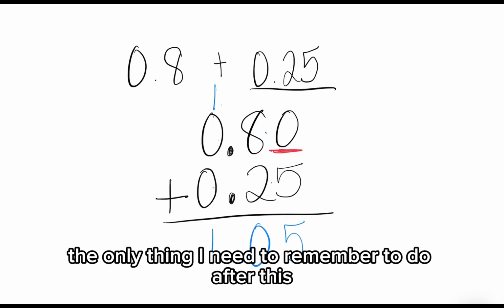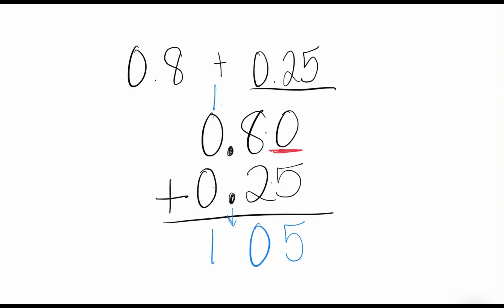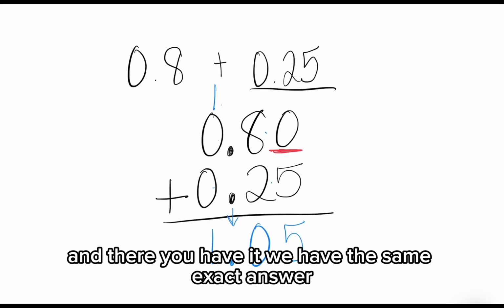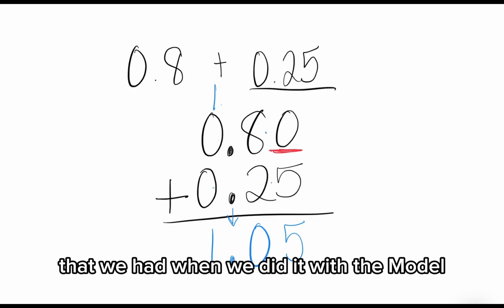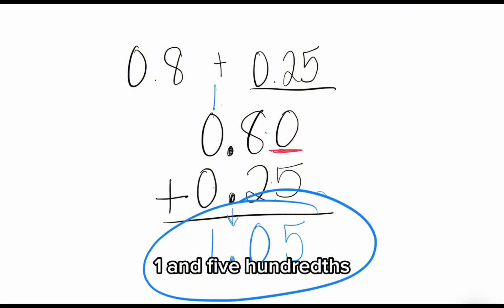The only thing I need to remember to do after this is drop down my decimal point. And there you have it. We have the same exact answer that we had when we did it with the model. 1 and 5 hundredths. Now let's try a subtraction one.